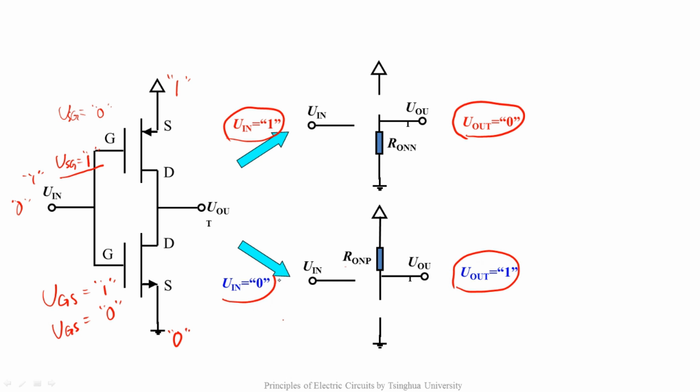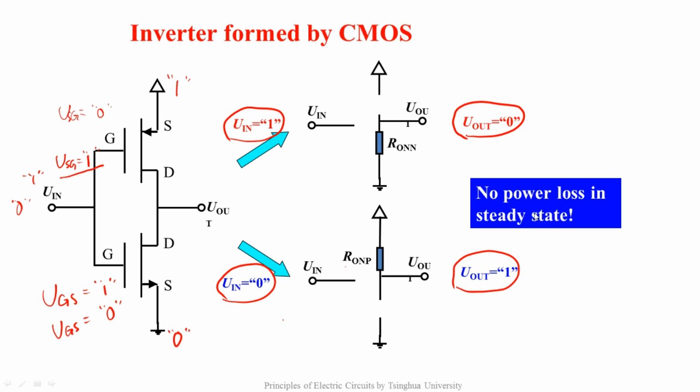Let's look at the two logic relations. When the input is 1, the output is 0. When the input is 0, the output is 1. This is right for the logic of the inverter, and in fact, this is the inverter formed by CMOS. Compared with the previous inverter formed only by the NMOS, there is no current path inside the logic gate, no matter what the input signal is. So the inverter formed by CMOS has no power loss in steady state. It is really exciting.